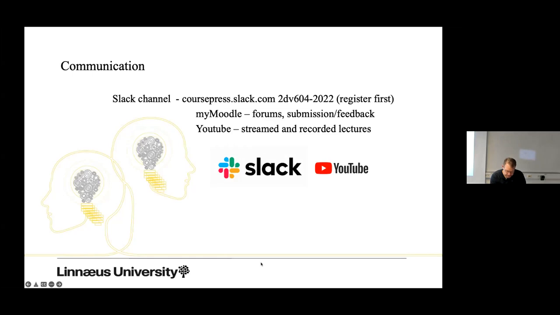I have two colleagues on this course, Francis Palma and Nadim Abbas. They will focus on the tutoring and assignments and the exam. So you will meet them in the tutoring sessions. They will also be active on Slack and in the Moodle forums. I'll also try to be, and I hope that the three of us together will be quite fast at coming back to you with answers to your questions.